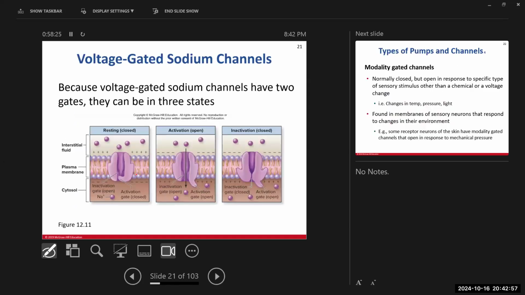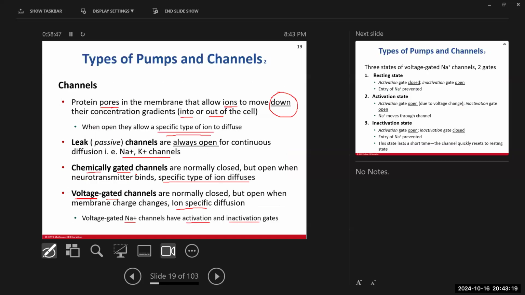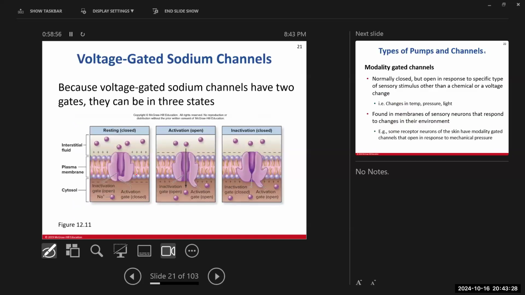Here, activation gate is open. The inactivation gate has remained open. So sodium will start to enter into the cell. Now look. Where's there more sodium? Outside the cell or inside the cell? Outside. It's going to move down its concentration gradient. You don't believe me? Look here. Protein pores in the membrane that allow ions to move down their concentration gradient. So that's what we're seeing here in this picture. More sodium outside, less inside, so sodium starts to move into the cell until we reach equilibrium. So that's the activation state. Activation gate is open, inactivation gate is open, sodium can move through.